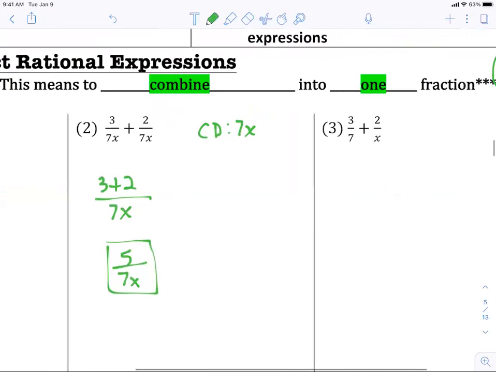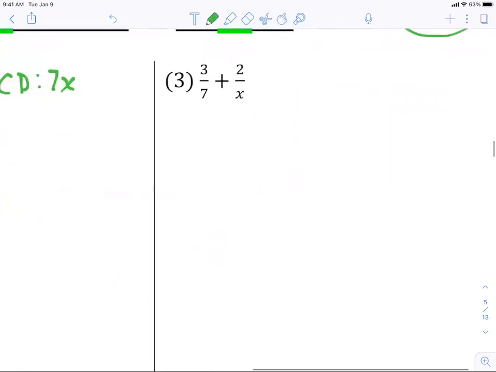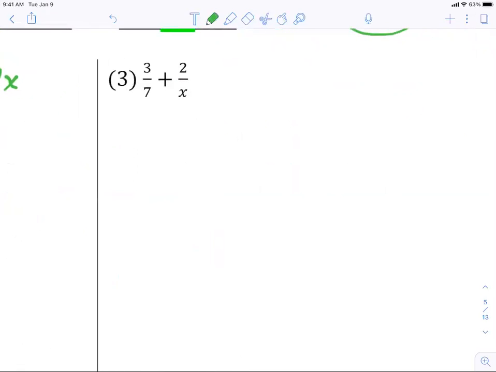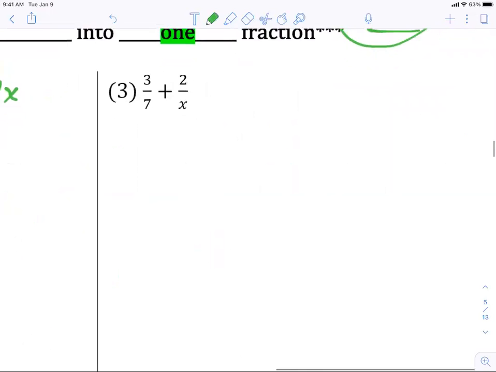Basically, when we add and subtract, it's really one fancy way of getting it to be one fraction. Once it's one fraction, then we can factor, we can basically do everything we've been doing the last couple of days, and it makes our life a lot easier.